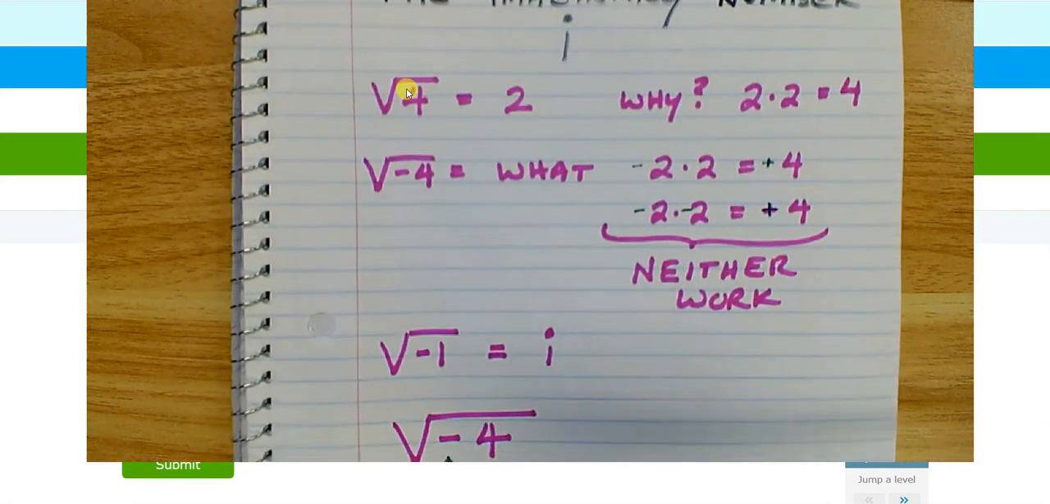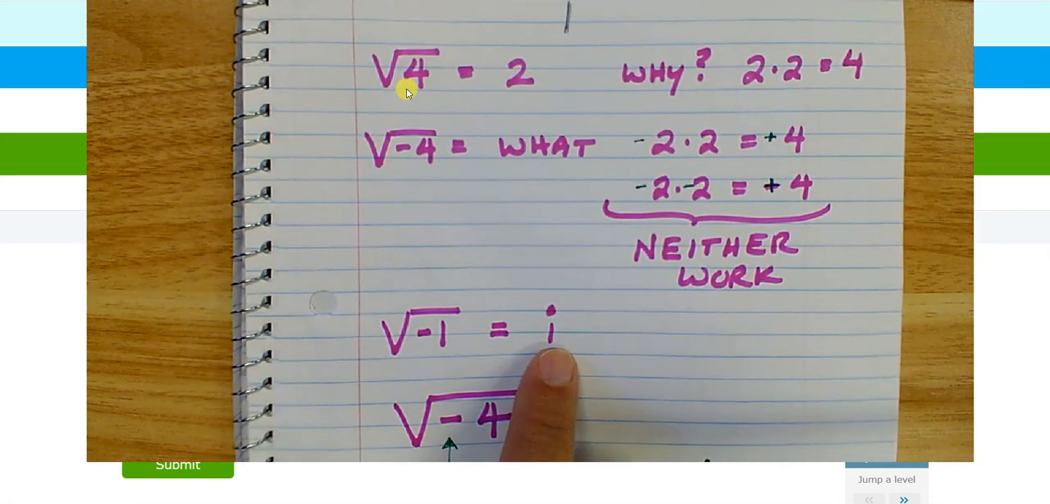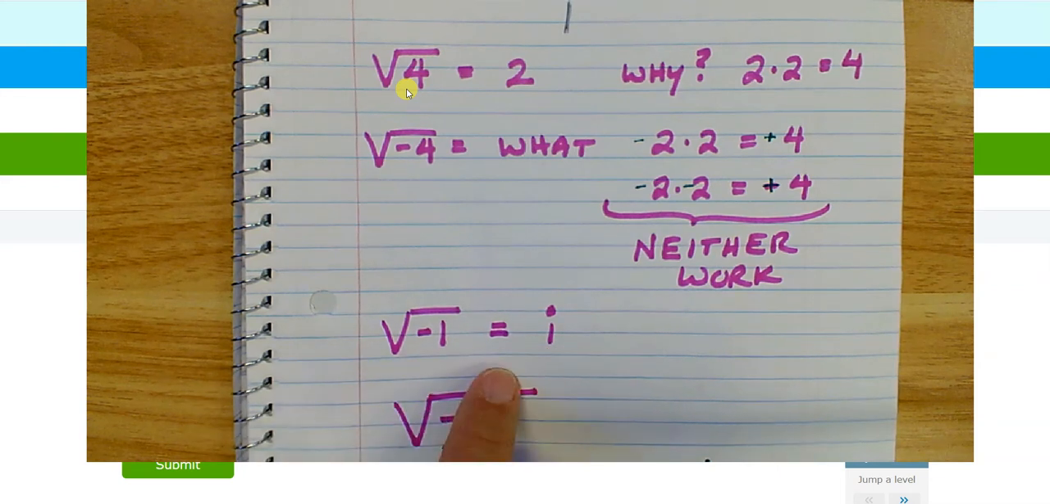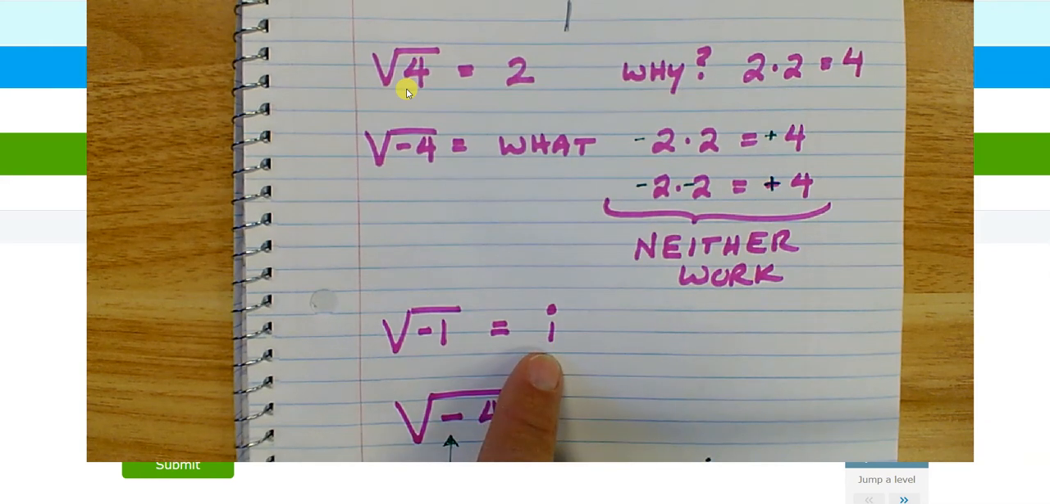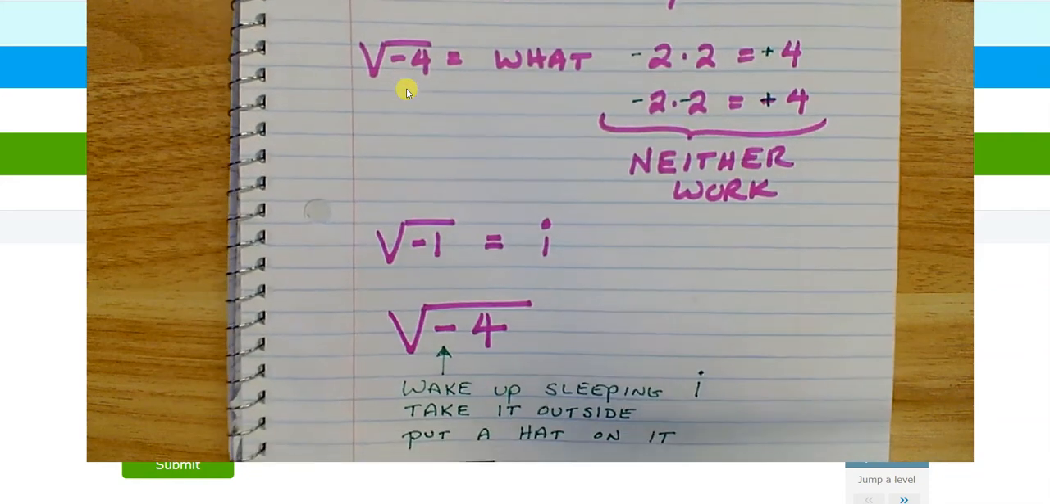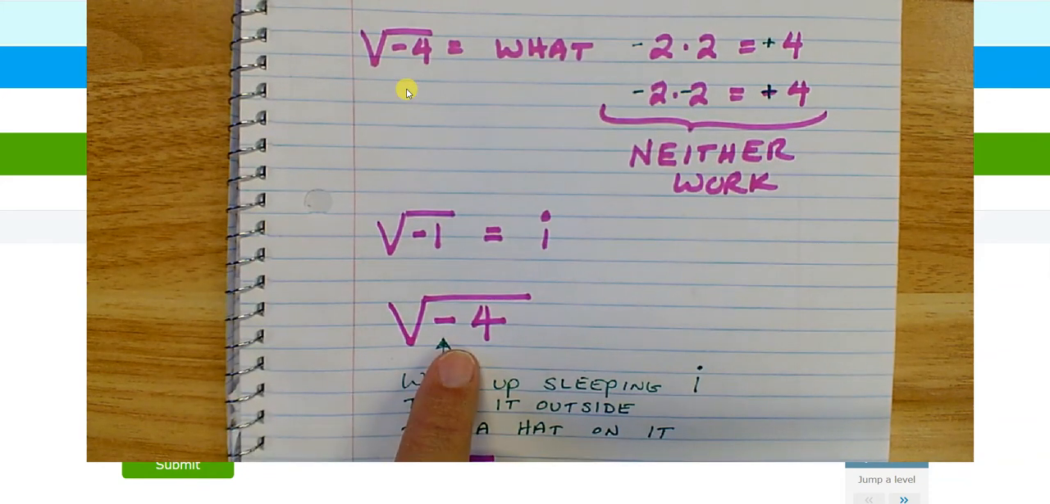Well, that's why we have the imaginary number i. The imaginary number i is defined as the square root of negative 1. This little letter i will let me take the square roots of negatives. So how does it work? I want to take the square root of negative 4.